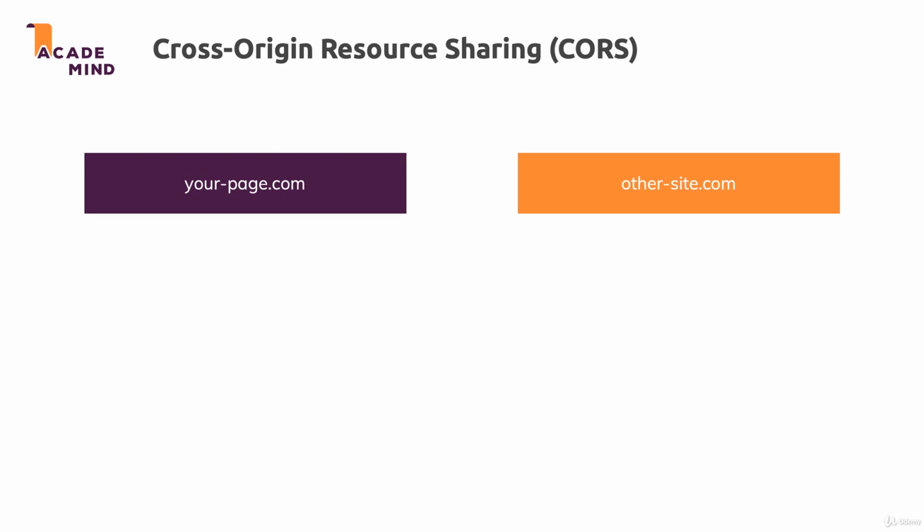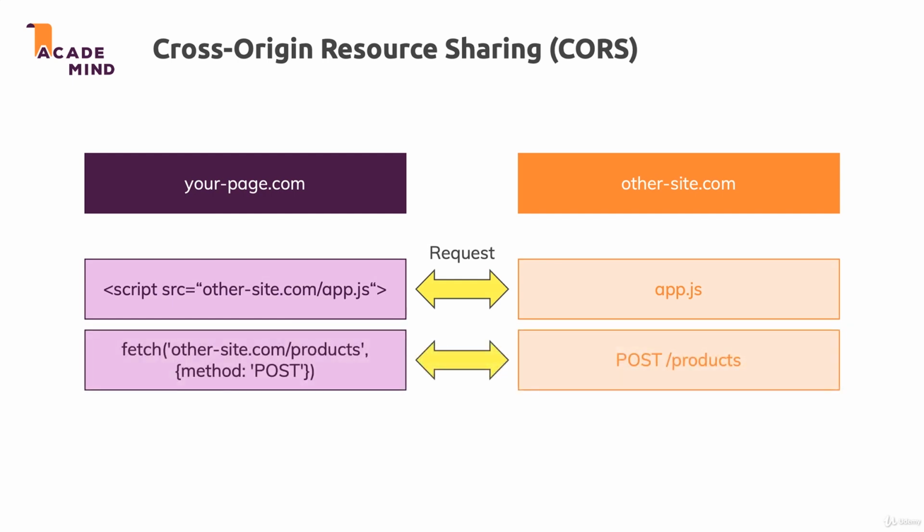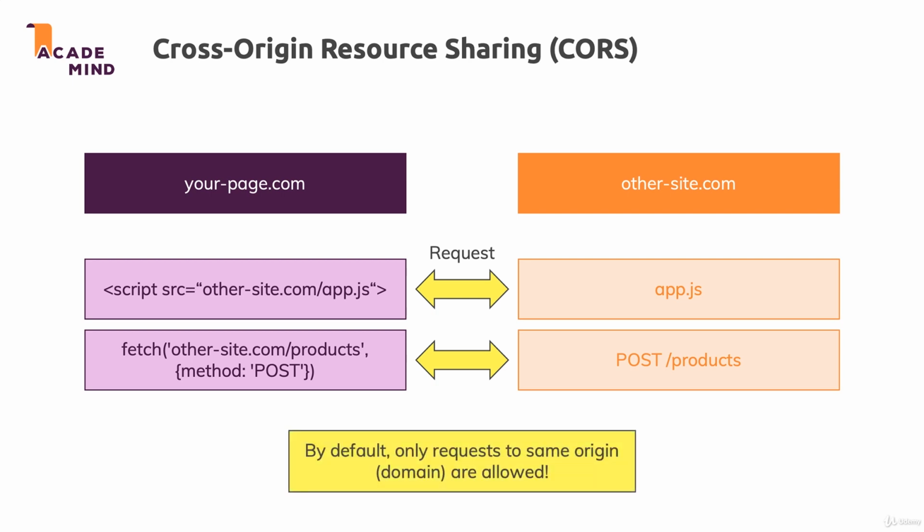Now, we might want to exchange some resources. That could be a script, which we want to fetch from the other side. We can send a request and get it. But it could also be a request, which we want to send to the other side. And now, by default, browsers block such cross-origin requests. Only requests to the same origin, so to the same domain, are allowed. So on yourpage.com, we could only communicate with any routes that are registered on the same server, not on a different server. Now this exists for a good reason, because by default you of course want to protect resources. You shouldn't be able to fetch any data from any server.